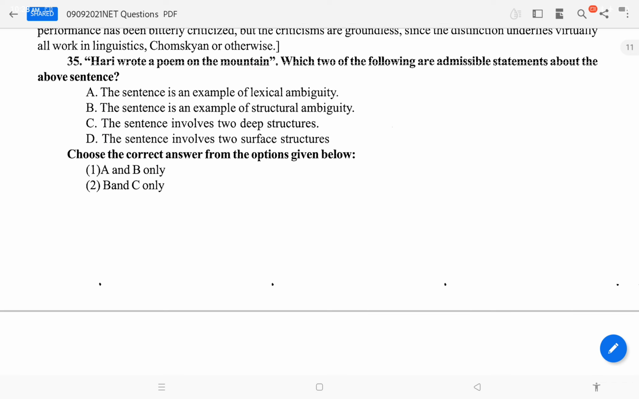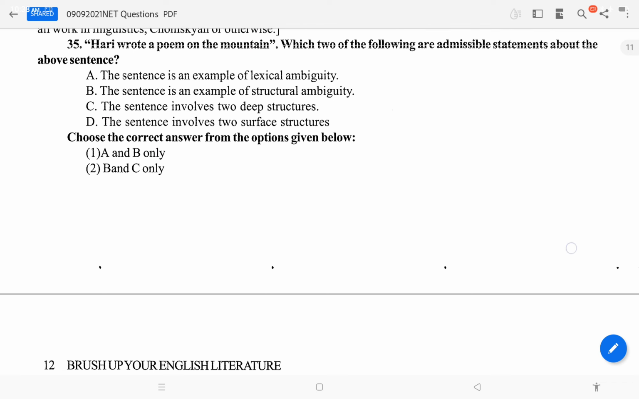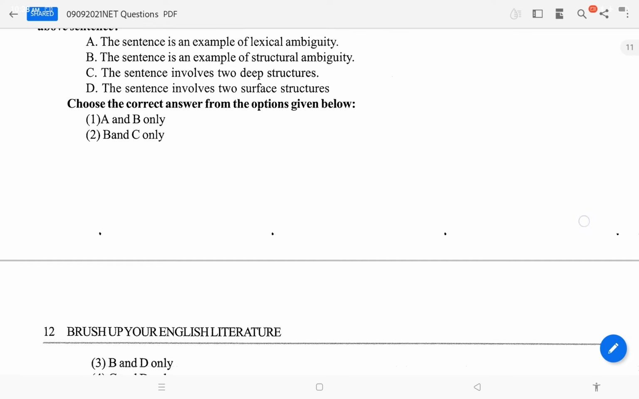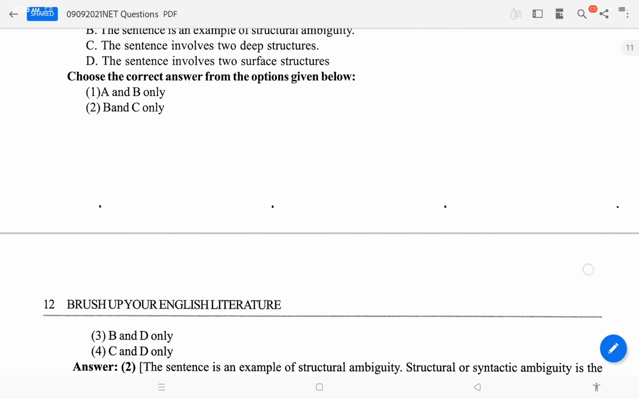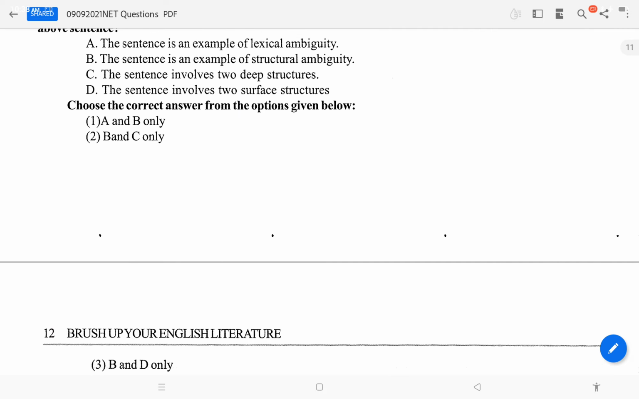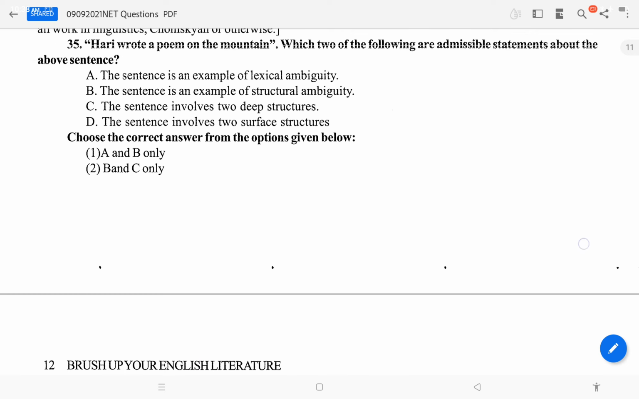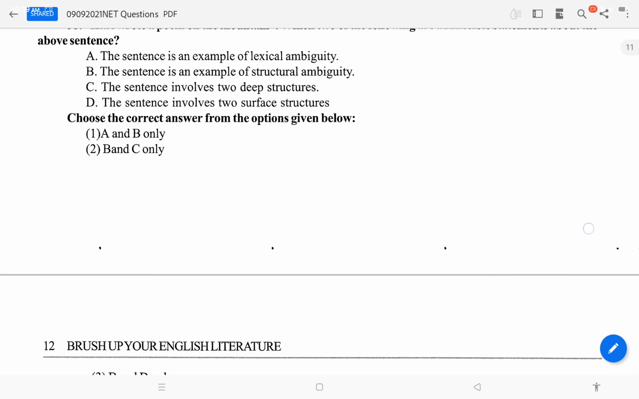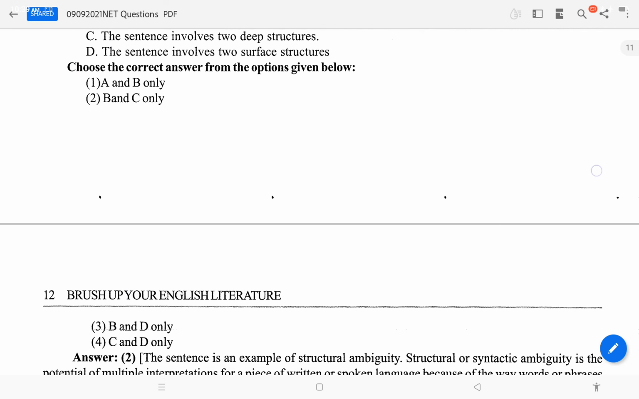Let's see question number 35. Harry wrote a poem on the mountain. Which of the following are admissible statements about the above statement? So the answer will be 2, meaning B and C. The sentence is an example of structural ambiguity, because Harry wrote a poem on the mountain. You can say that he wrote a poem about the mountain, and you can say that he wrote a poem while on the hill.